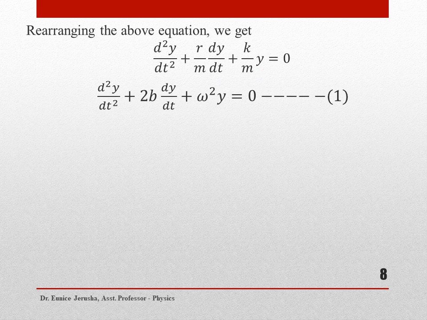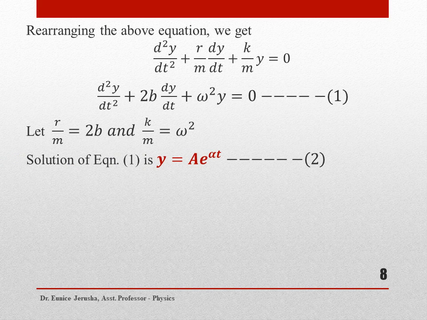We substitute for r by m as 2b and for k by m as omega square, and our equation now is d square y by dt square plus 2b dy by dt plus omega square y equal to 0. This we call equation 1. This is a substitution which we have made for r by m as 2b and k by m as omega square.